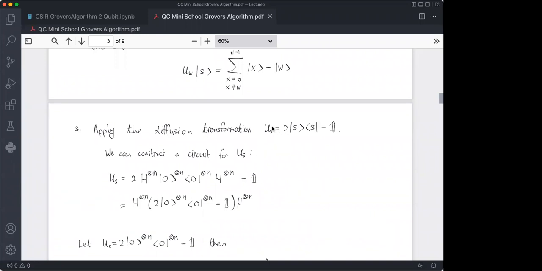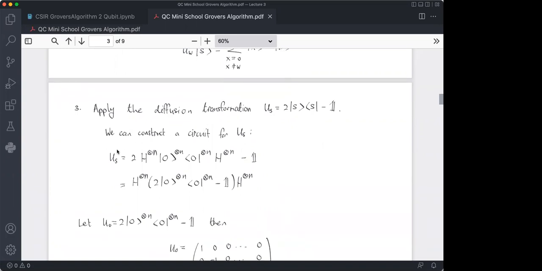In general, we can construct the circuit for this diffusion transformation, and it's very easy to construct because we already know what the state S looks like. We just need to take the outer product of S and S, then minus identity, and multiply by 2. If we consider the definition of S, we can write it like this with Hadamard gates on either side. And we can factor out the Hadamard gates because H tensor n times H tensor n is just identity, so it's fine to factor it like this.